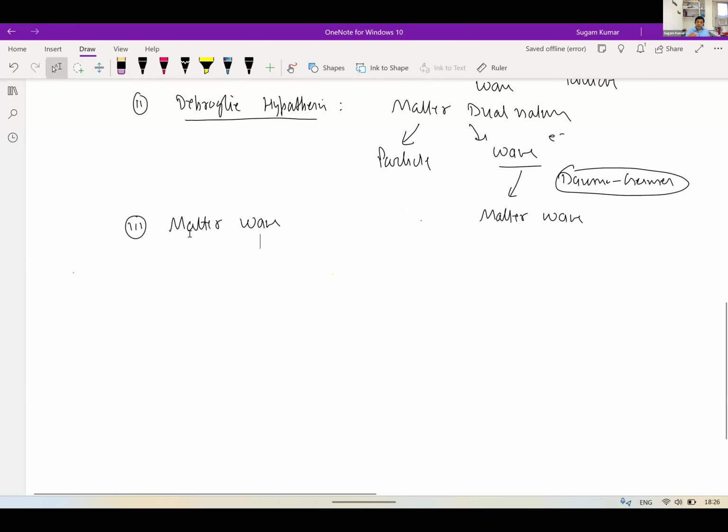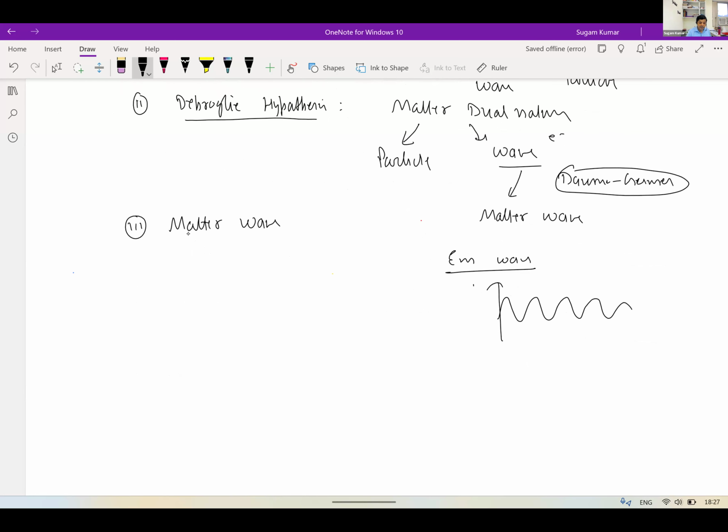When the matter wave came into the picture, the question was how this matter wave is going to look. When you talk about radiation, like EM waves, something is oscillating. What is oscillating? The electric field and the magnetic field, which are physical quantities you can measure. Electric field is in volt per meter, magnetic field in Tesla.